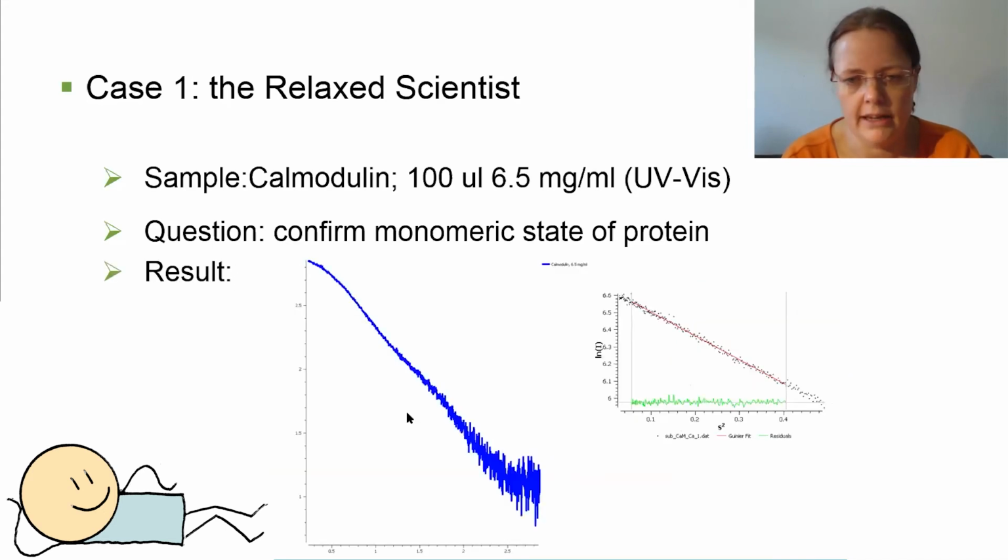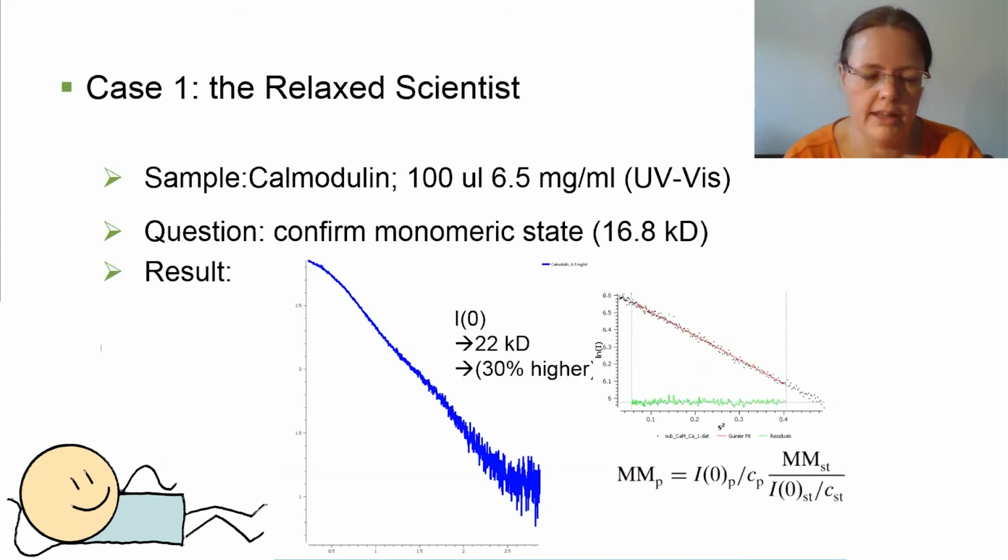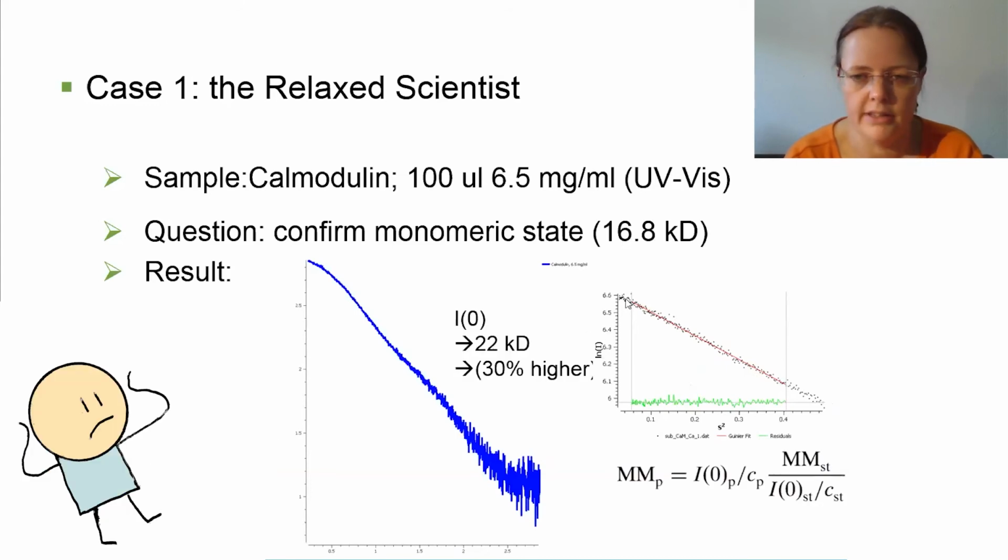He collects the data, gets a pretty curve, even though it's a very small protein, has a very nice Guinier region. So in the Guinier analysis, we want this to be a linear relationship, and we see that it is. So the relaxed scientist is happy and goes home and starts doing the calculations, but then gets a shock because from the I0, from the forward scattering, we can calculate the molecular weight. And instead of the 16.8 that he was expecting for the monomer, this is 22 kilodaltons.